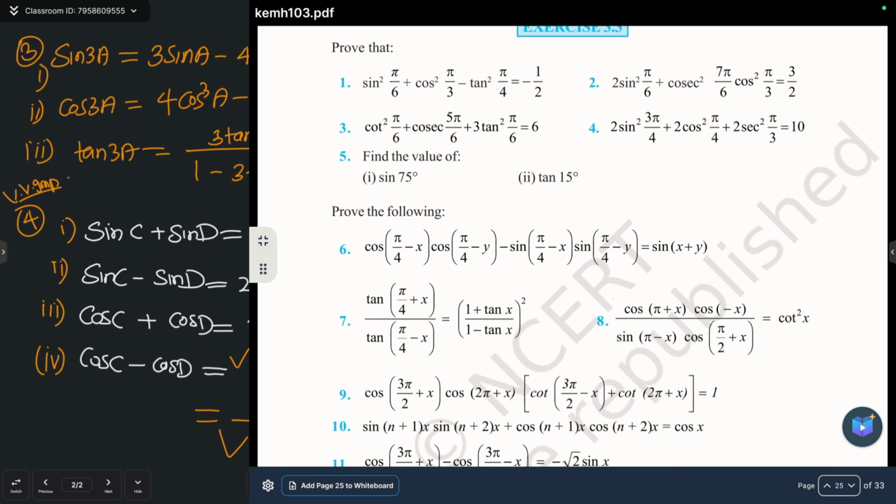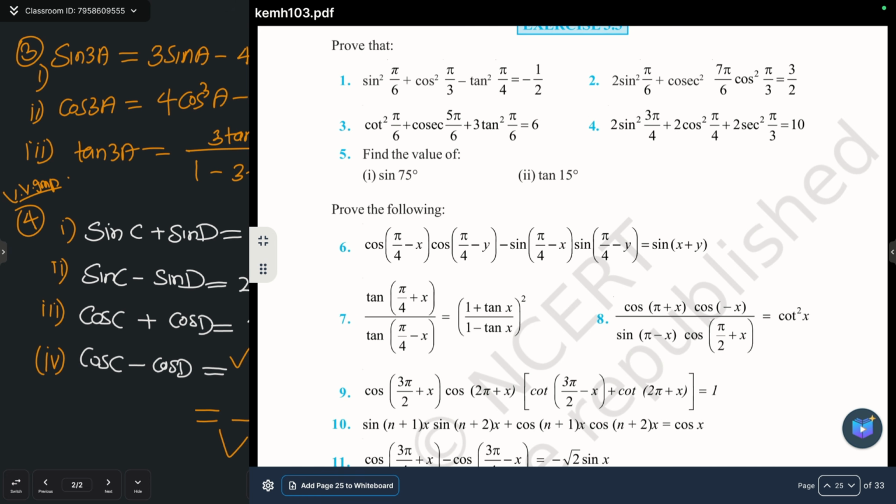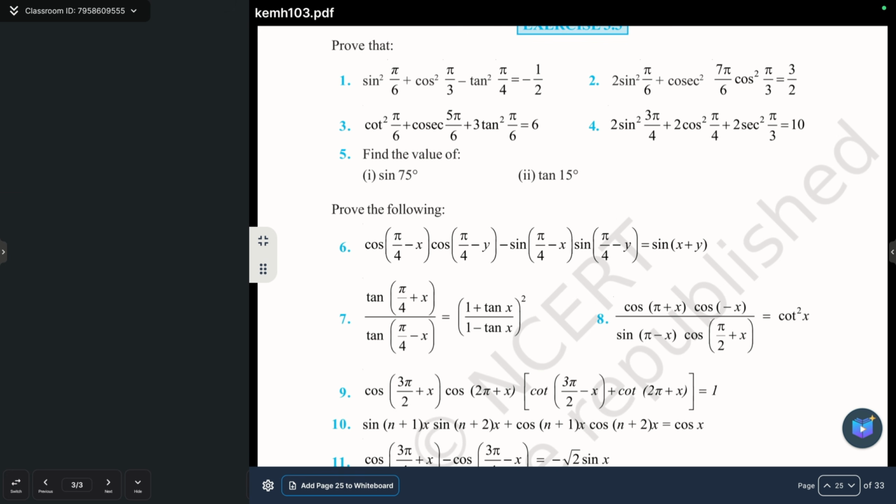Fourth point. Sine 75 degree. Do you know sine 75 degree? Don't know. But if you are a little smart, you can think 75, we can write as sum of two known degree angles. 75, how can we break? 45 plus 30, and that's it. After that, you can use sine a plus b.